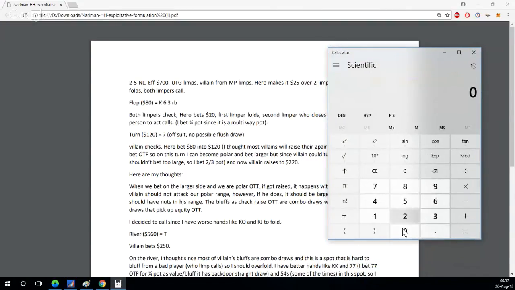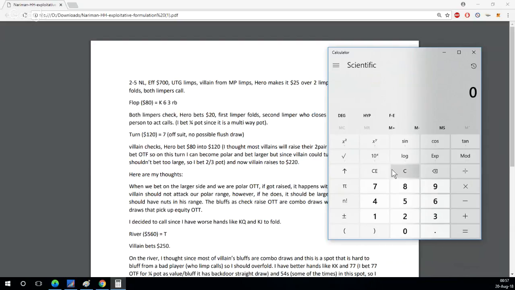The raise size. Okay, so 80 into 120, right? So it's 80 plus 120. 280 is the size of the pot, and now he raises 160 into 280. So 160 divided by 280. No, 140. Sorry, 140.